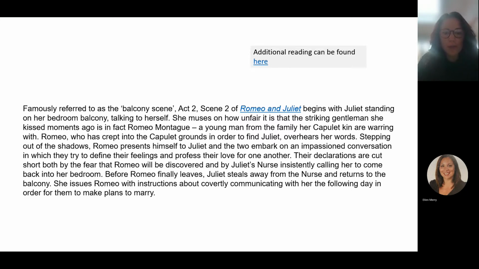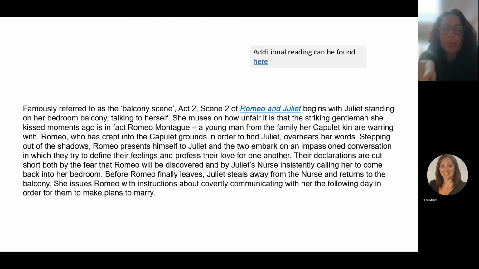Romeo has crept into the Capulet grounds in order to find Juliet and overhears her words. Stepping out of the shadows, Romeo presents himself to Juliet, and the two embark on an impassioned conversation in which they try to define their feelings and profess their love for one another. Their declarations are cut short both by the fear that Romeo will be discovered and by Juliet's nurse insistently calling her to come back into the bedroom. Before Romeo finally leaves, Juliet steals away from the nurse and returns to the balcony. She issues Romeo with instructions about covertly communicating with her the following day in order for them to make plans to marry. And that is taken from the British Library.